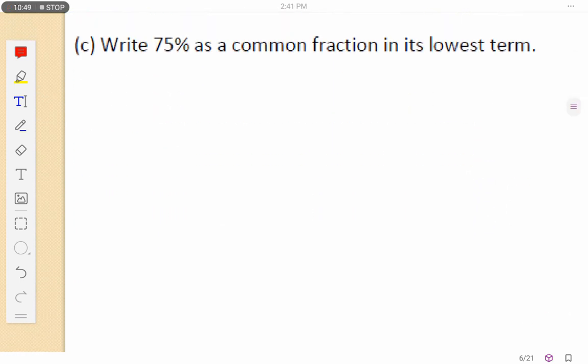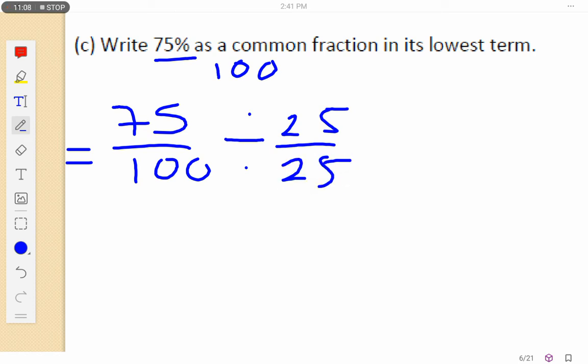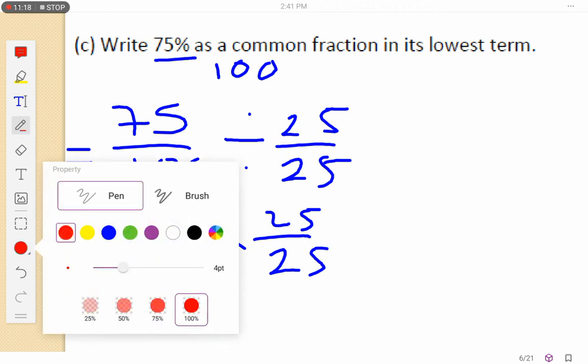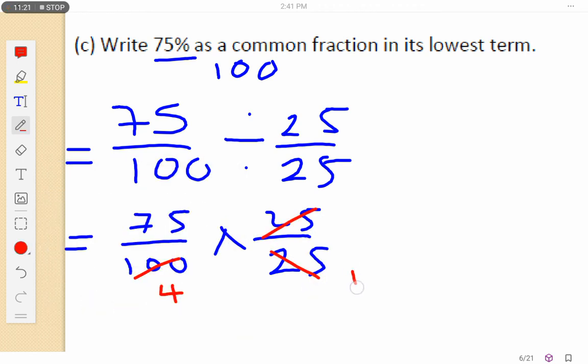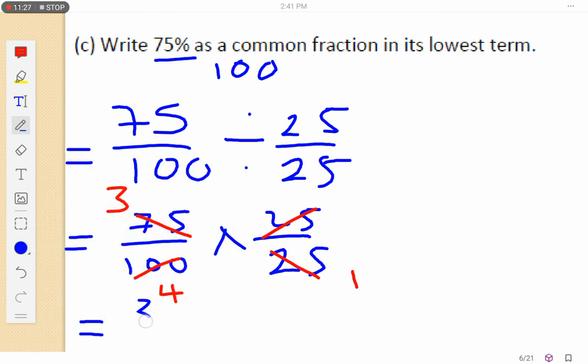This one is asking us to write 75% as a common fraction. So 75, since it's a percentage, it means it's something that is over 100. So we say 75 over 100. So this one I can divide by 25 over 25. I'll have 75 over 100 divided by 25 over 25. 25 into 100, 4. 25 into 75, 3. So at the end of the day, my lowest fraction is going to be 3 over 4.